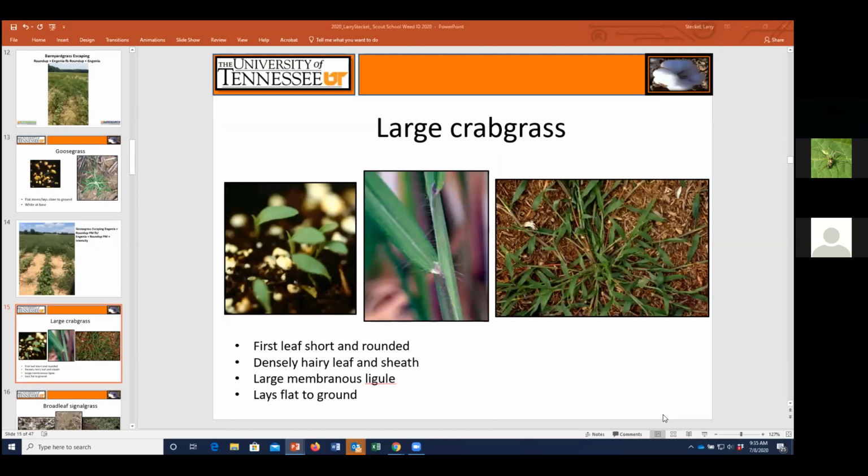Then you've got large crabgrass. You can tell there that dense, hairy leaf and leaf sheath. Like I was talking about, once you see a hairy ligule and hairy leaf like that, it's very telling. It's got a large membranous ligule, and it'll also lay flat to the ground, kind of like goosegrass will.